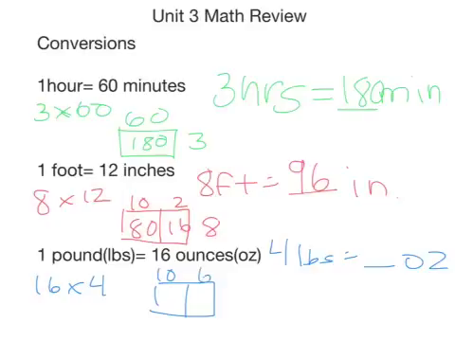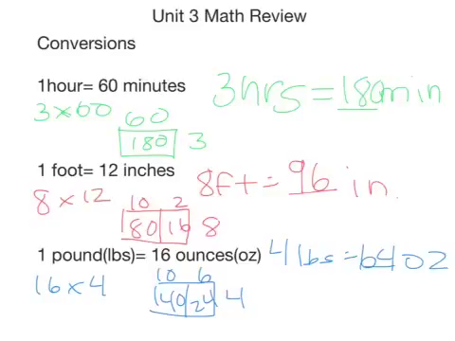10 and 6 and then 4. Multiply 10 groups of 4 is the same as 40, and then 6 groups of 4 is the same as 24. Add those two together and you have 64. So you know that 4 pounds is the same as 64 ounces. And so that's pretty much all you have to do.